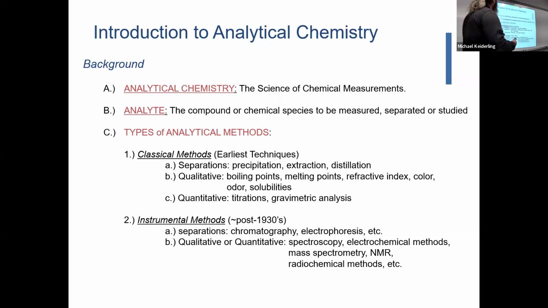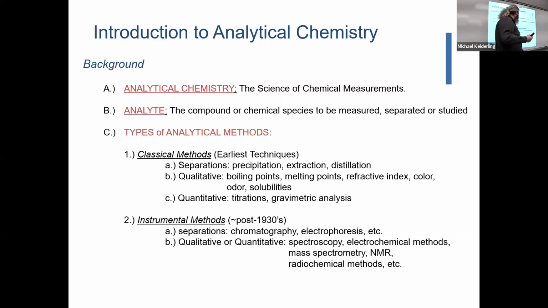And so analytical techniques, the earliest techniques are these classical techniques, things like separations, like precipitation, extraction, distillation, qualitative measurements of things like boiling points, melting points, refractive index, color, odor, solubilities, and quantitative measurements of things like titrations and gravimetric analysis to study how much of something is in a sample. These are traditional chemistry methods, but we're going to be talking about instrumental methods. These developed past the 1930s or so.